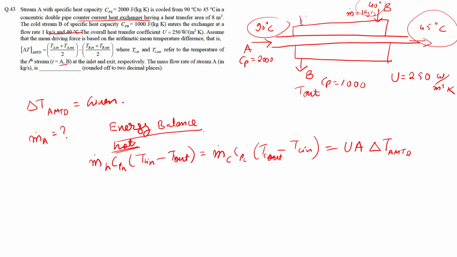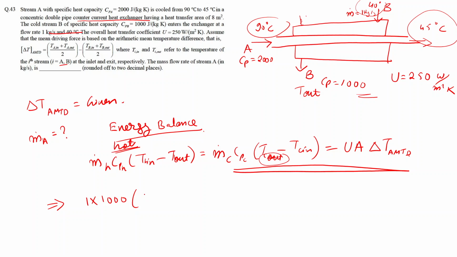So now let us equate the last two terms. From here we should be getting the value of T out. So let's just write it. The m dot c we have been given as 1 kg per second, into CPC we have been given as 1000, and T out we haven't been provided, and T in is 40. So from this you can write 250 into area we have been provided as 8 meters square, into, now we can find the delta T AMTD.